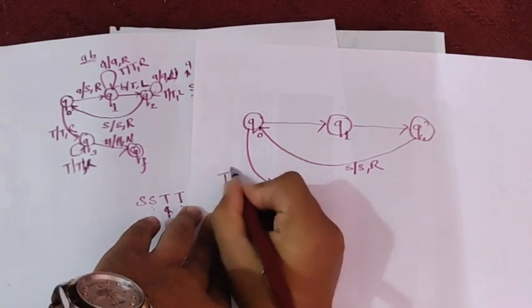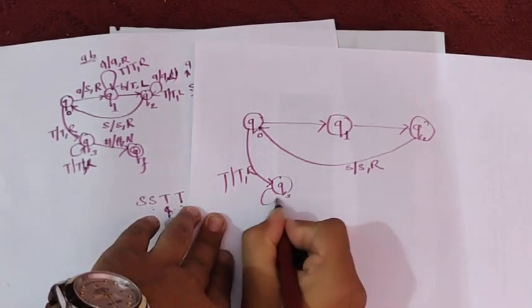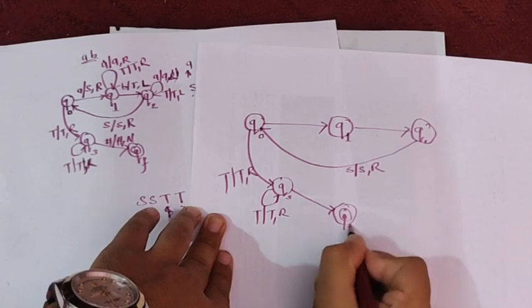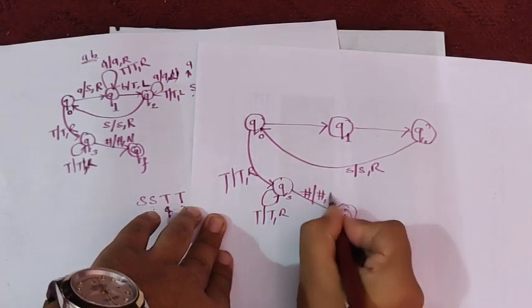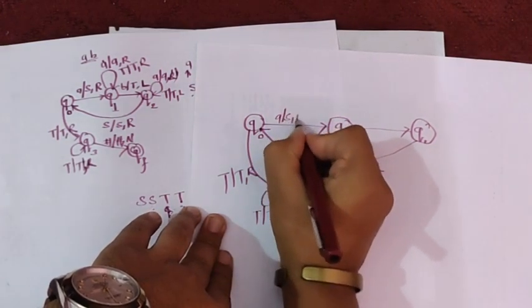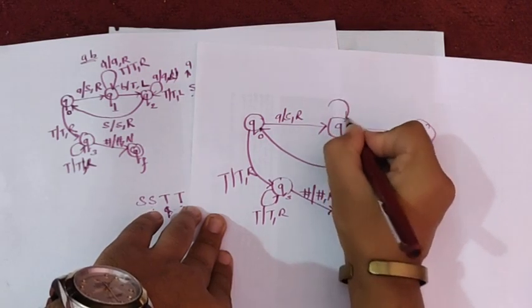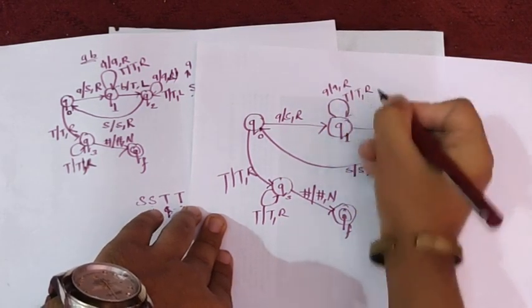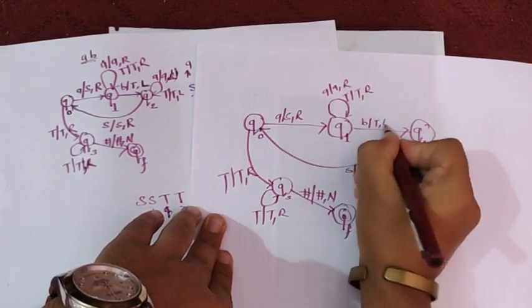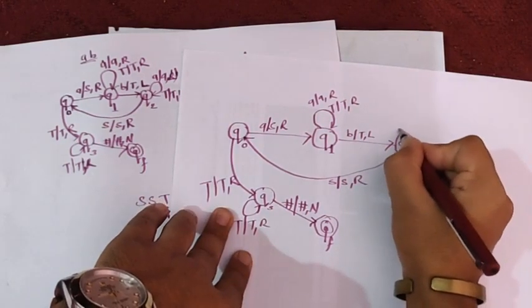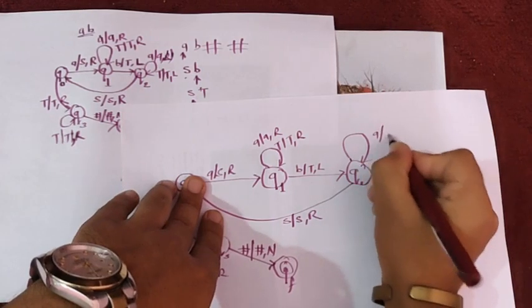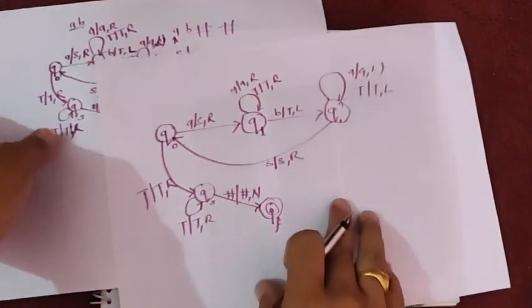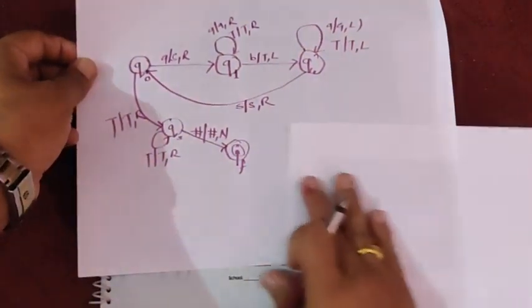Q3, T, R. It was T, R. QF when blank symbol arises. Yes, blank symbol, no direction. Okay, A, S, R. A, R, T, R. Yes, it was B, T, L, and it was A, L, T, L. Now let us check it for triple A, triple B.